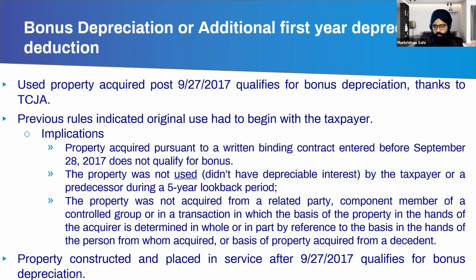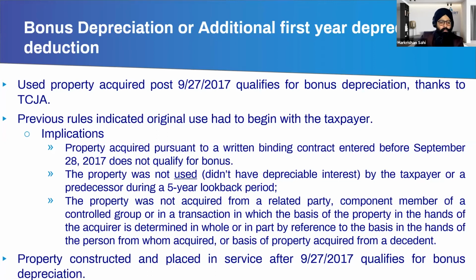Final regulations actually came out because there was a lot of confusion. People were saying, when would I know if I acquired from related parties? When would I know I cannot get bonus? So the final regulations came out and gave a definition of what a predecessor is and what the 5-year rule is, and they defined all of those. We're not going to go into that; that's part of a different webinar.